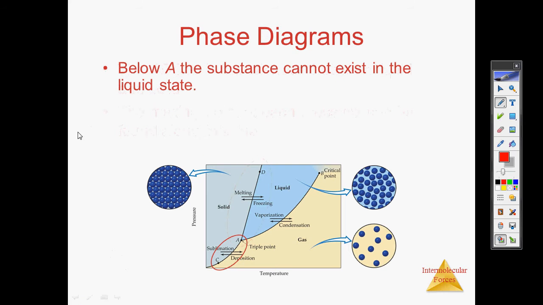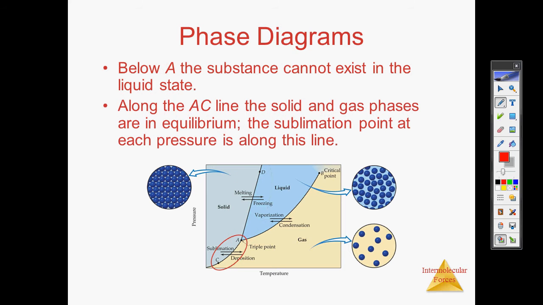Below A, the substance cannot exist in a liquid state. It can never be a liquid below A. A is the triple point, where all three phases exist at one time, just like the water in the car.